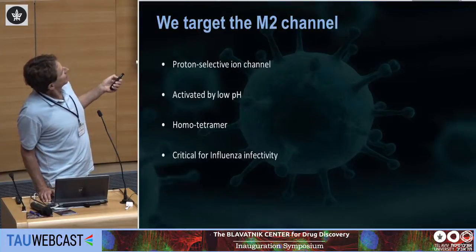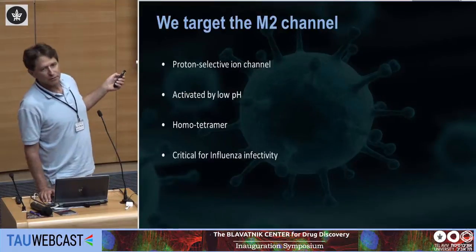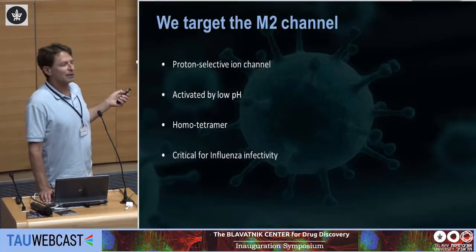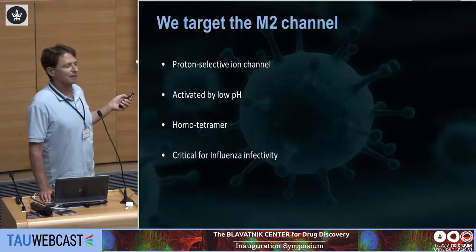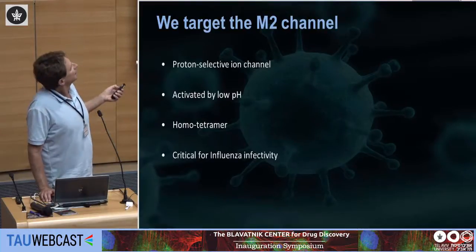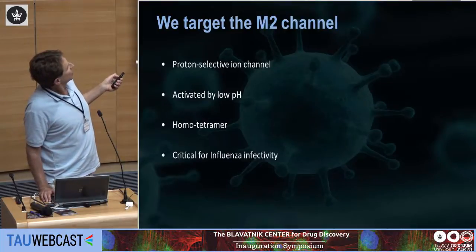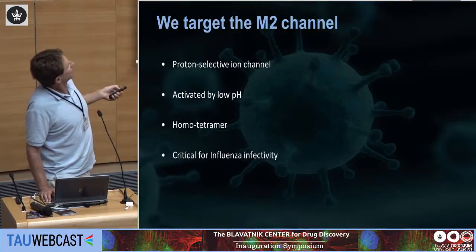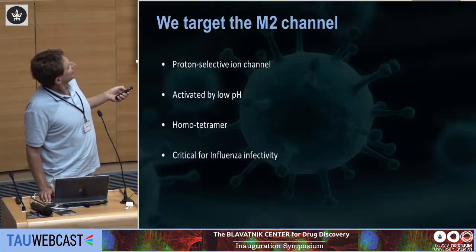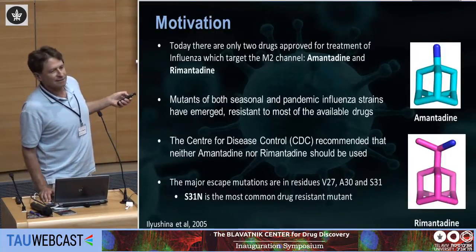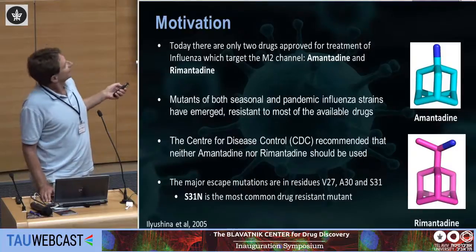So here is what I have to say about the M2 channel that we target. It's a short protein of something like 90 amino acids. It includes one transmembrane helix that tetramerizes to form a proton channel. It is activated by low pH. It's a homotetramer, as I said, and it's critical for influenza infectivity, and therefore it's a good drug target.